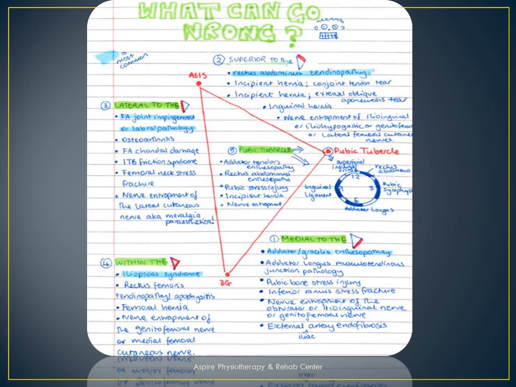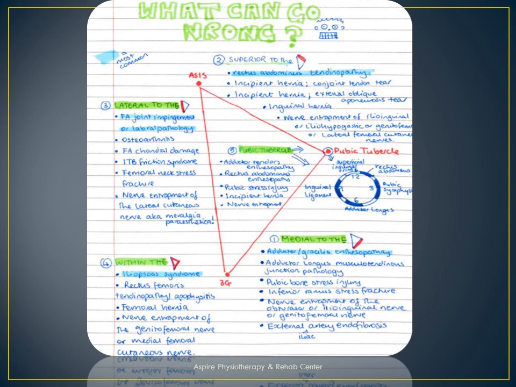Okay. Next, pubic bone stress injuries are also common. Inferior ramus stress fracture, nerve entrapment of the obturator or ilioinguinal nerve or genitofemoral nerve, and external iliac artery endofibrosis. Okay, what is this? This is nothing but thigh discomfort after any high intensity exercise, and we usually observe this kind of injury in cyclists. Now this was all about your medial border.